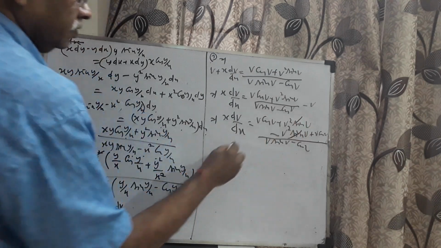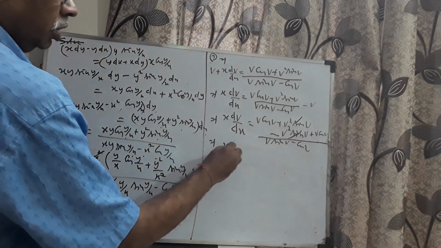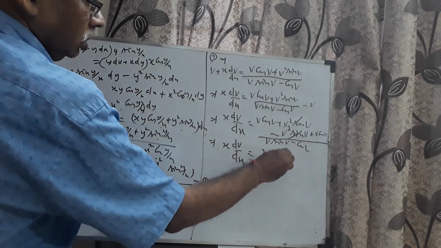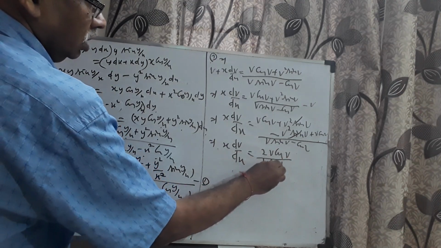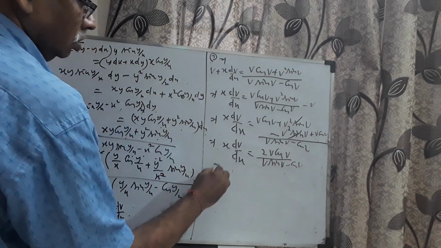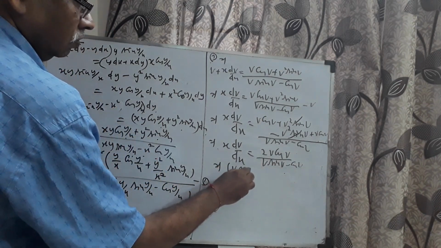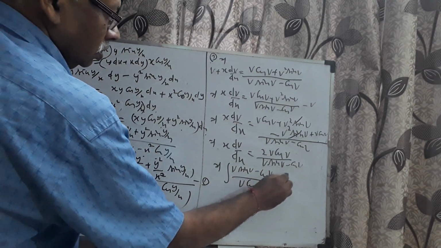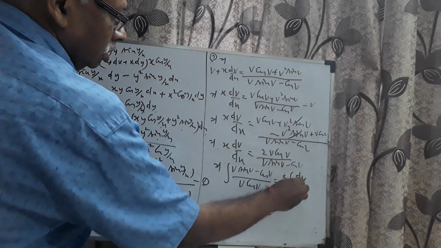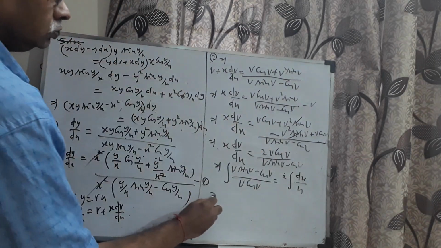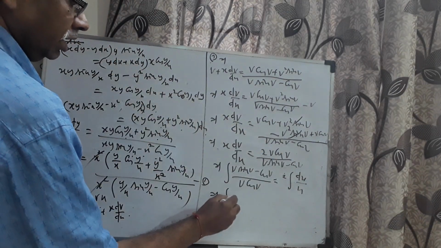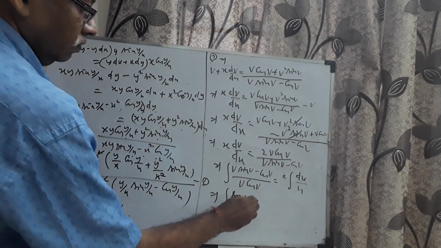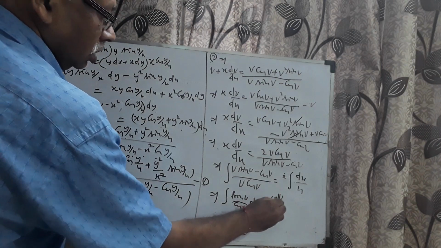V square sin v gets cancelled, which will imply x dv by dx happens to be 2v cos v by (v sin v minus cos v), which implies integral of (v sin v minus cos v) by (v cos v) is equal to twice the integral of dx by x, which will automatically imply integral of sin v by cos v dv minus integral dv by v.